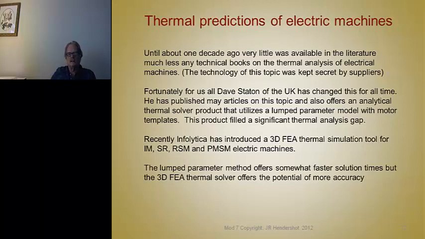Some years ago, a professor by the name of Dave Staton from the UK changed all this. He developed a computer simulation tool that uses, I think, a 20-node lump parameter method. He developed that product while he was at Control Techniques, owned by Emerson, and then he left and started his own company, and he sells his software. He published many articles on this topic, and has tried to demystify this a little bit and teach us a lot about how to use the lump parameter method for the thermal analysis of machines.